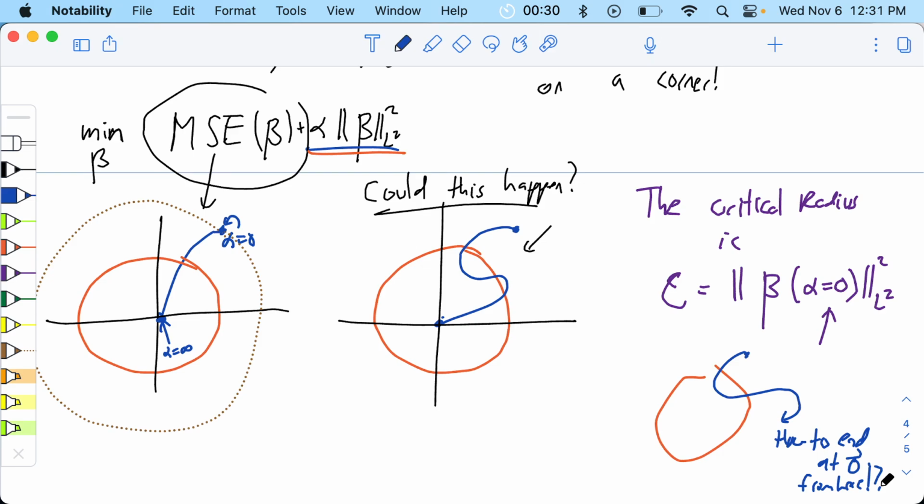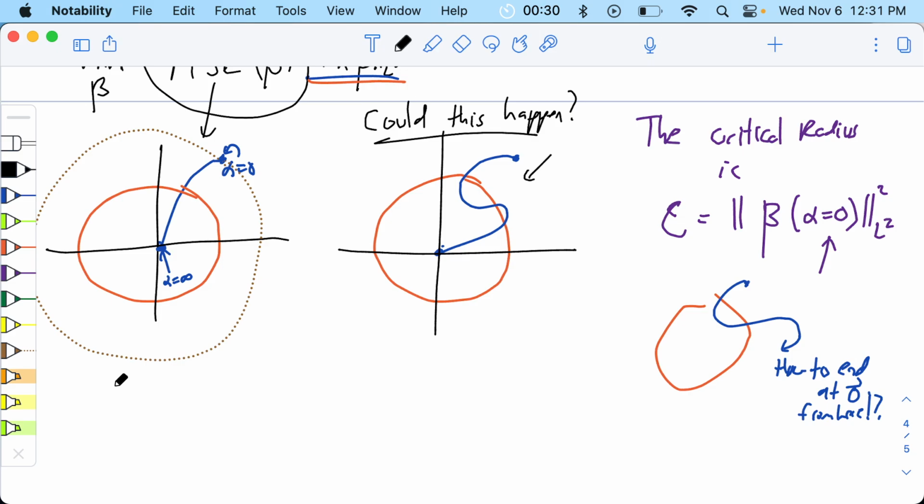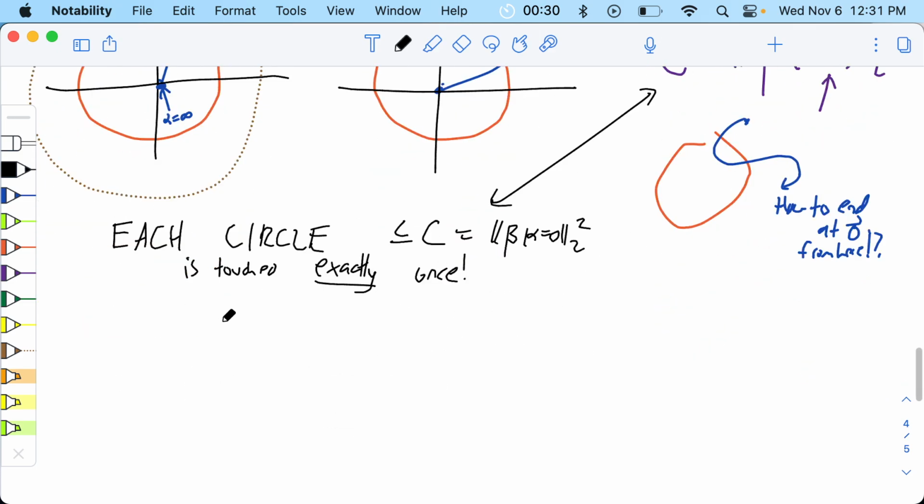But the real answer is you cannot touch the circle more than once because you are minimizing a certain function. So this is the true fact, that each circle, with radius less than or equal to c, where c is that value equals the norm when beta alpha equals 0, is touched exactly once. Okay, and where is it touched? I can even tell you where it is touched. It is touched at beta.